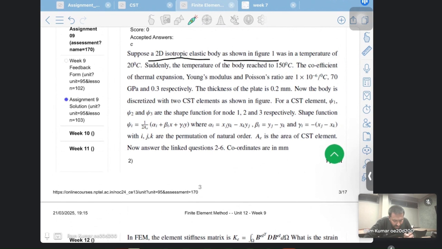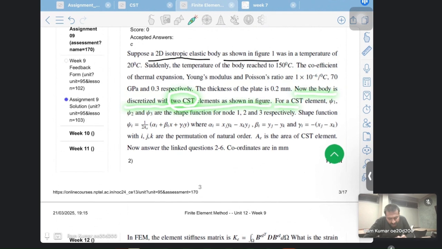So you know that all this is thermodynamics, not heat and mass transfer. Suddenly the temperature of the body reaches this much. The coefficient is this much, and all the parameters are given. Now the body is discretized with 2 CST elements, as in the figure.